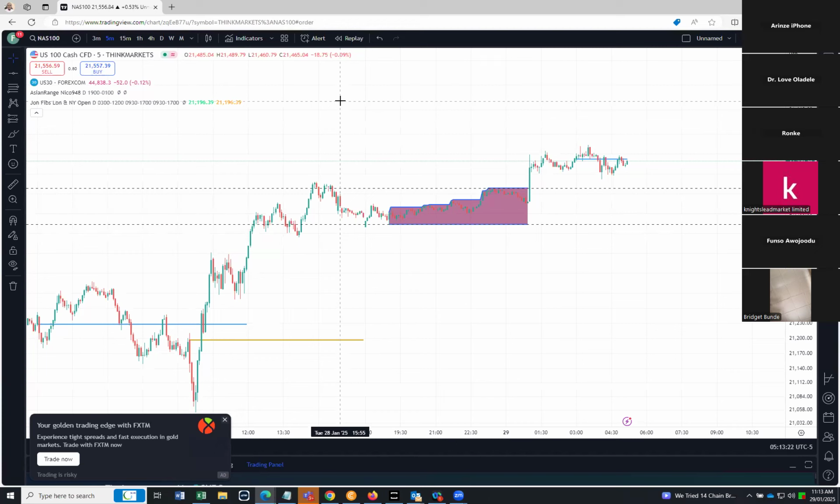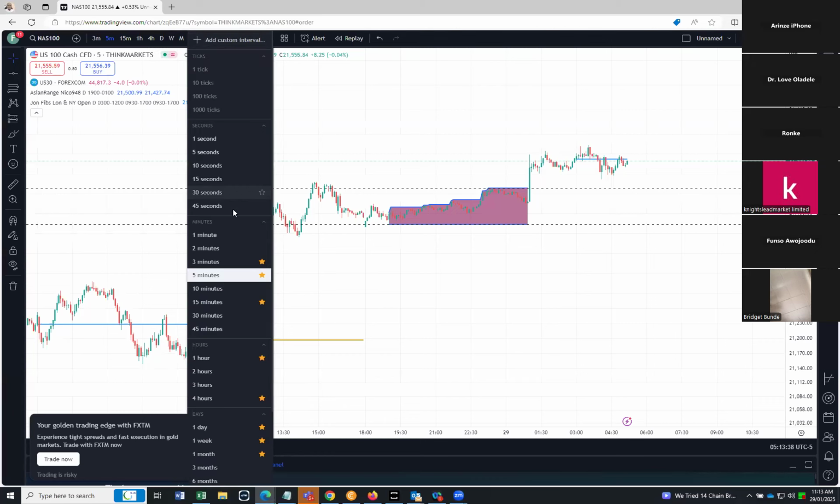Okay, can you show me on your screen where it is? So this is where it is. Can you see my cursor? This is where you have NAS 100. Then if you move further left, you'll see the time here. If you don't see any part, there should be a drop down here that will show you the time.